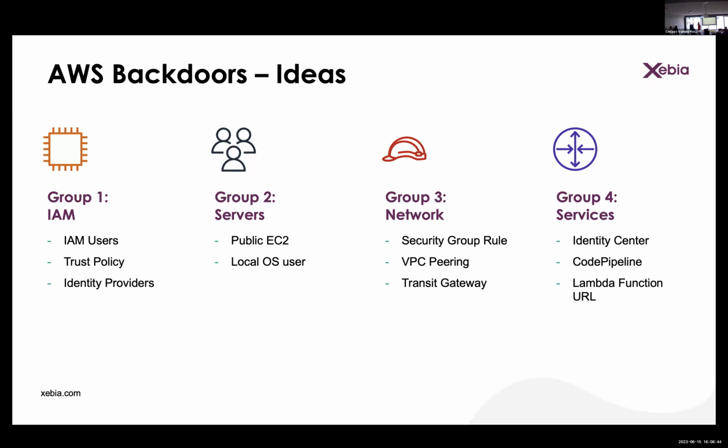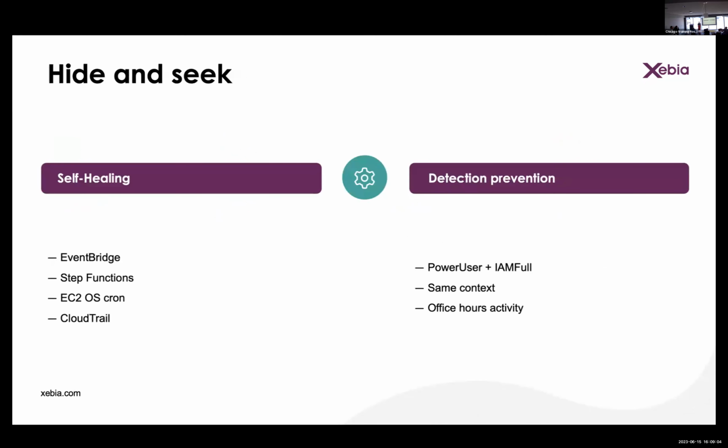And the interesting one, Lambda function URL. You can create a public URL for your Lambdas, or I can create a public function URL for my Lambda in your environment. And by just going to the URL, I can trigger the Lambda that will rebuild one of my backdoors or all of them.